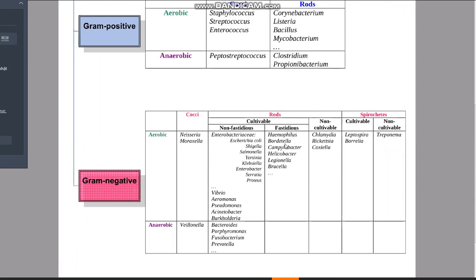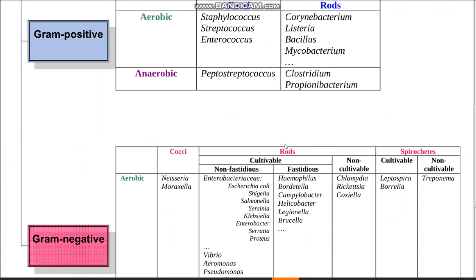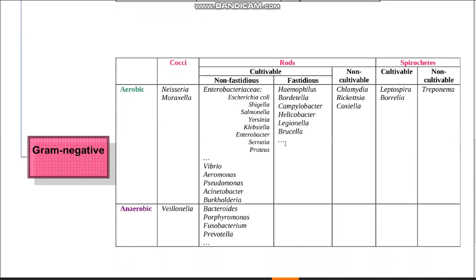Gram-negative bacteria. Today, we are going to study gram-negative rods, cultivable, fastidious. And we will study Haemophilus, Bordetella, Campylobacter, Helicobacter, and Legionella. This is the first hour. And the second hour, we will start with the study of some special gram-negative rods called spirochetes. And we will study Treponema and Leptospira, both.